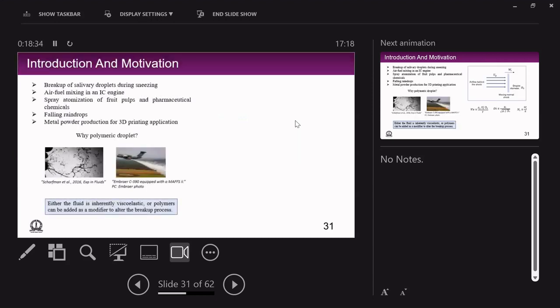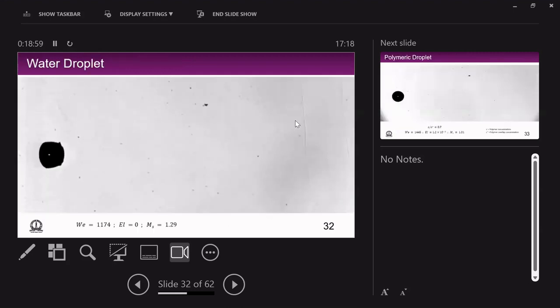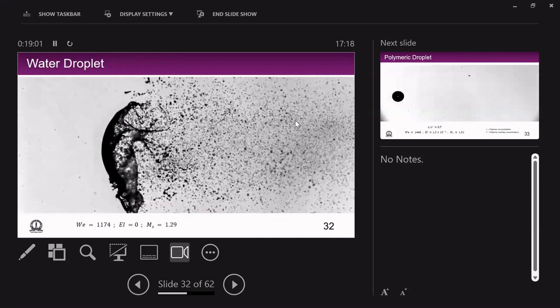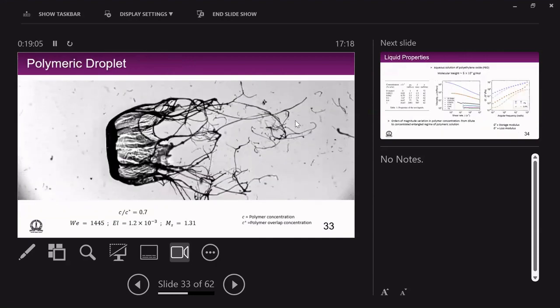So the idea was very simple: polymeric fluid is everywhere. I think Balachandra showed that when you spit, you get all this in the saliva, which is basically like this, published in Experiments in Fluids. Essentially the thing is exactly the same. It can be used for metal, it can be used for, say, fruit pulp or pharmaceutical chemicals, which are largely viscoelastic in nature. All right. So this is what happened. This is water. Once again, look at it carefully. This is a polymeric droplet.